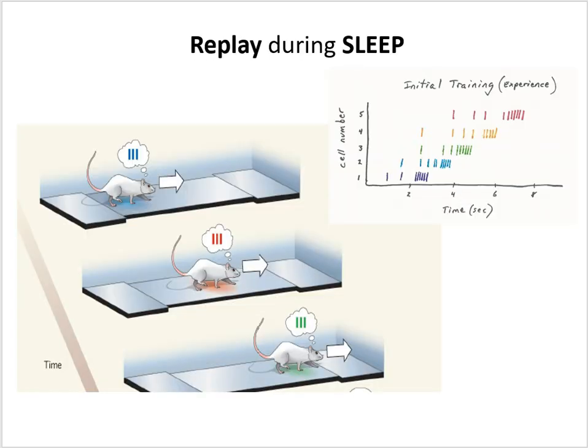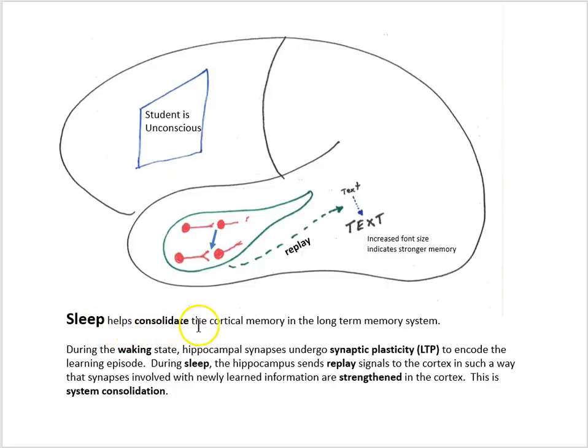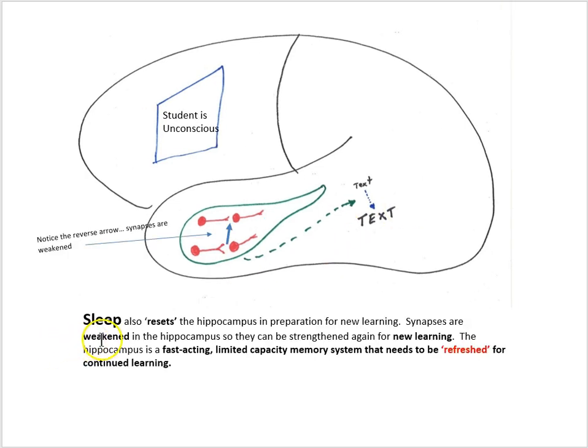We learned earlier that during sleep, the hippocampus replays those memory traces that were involved in the day's learning. So sleep helps to consolidate the cortical memory in the long-term memory system. Here we have the hippocampal changes during learning, and then the memory trace in the hippocampus will be replayed so as to strengthen the memory traces in the cortex.